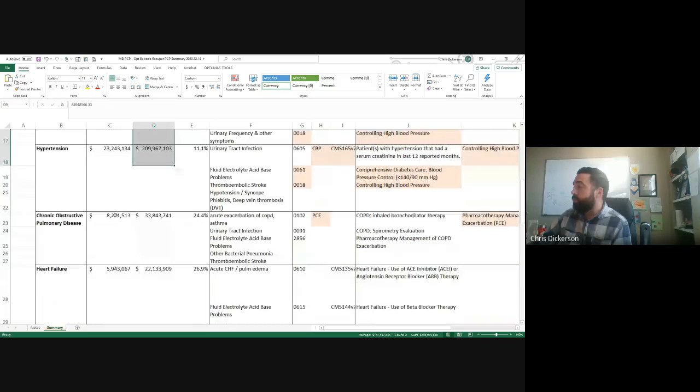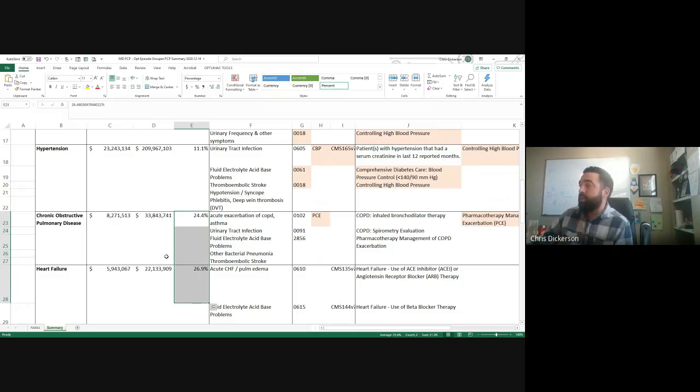So as we look through this, you can see that there are going to be some conditions that maybe have less in terms of dollars associated with actionable adverse events, but a fairly high rate of AAE. So COPD and heart failure are examples of that, where we're talking about $5 to $10 million, but it's about a fourth to a fifth of the total dollars spent on these services. While something like hypertension has a much better rate, only about 10% of the dollars are associated with AAEs. However, it's nearly 23 million.